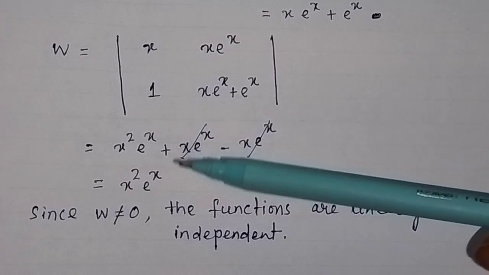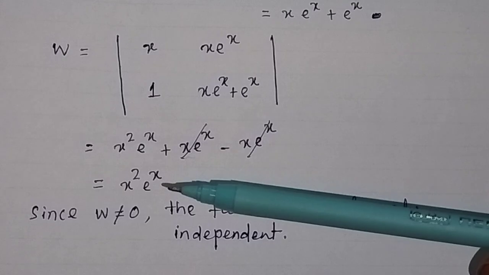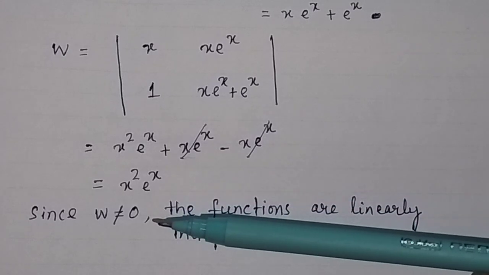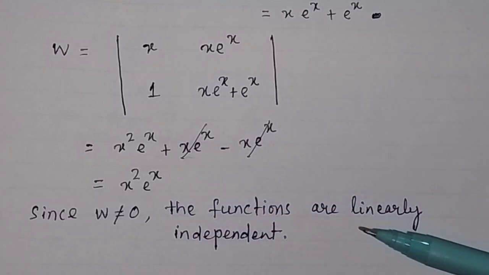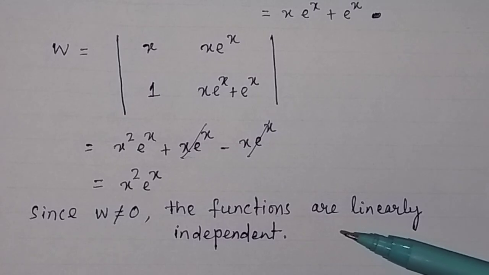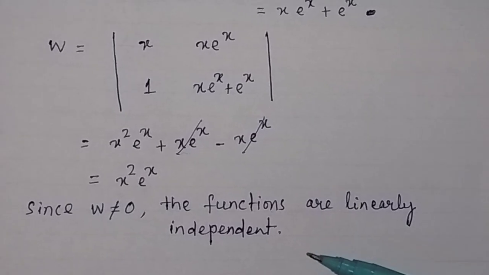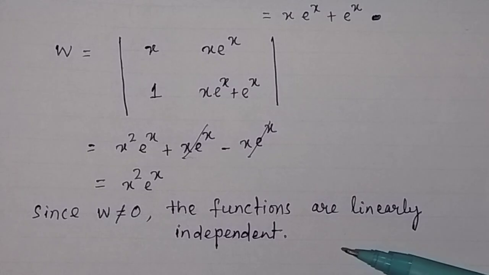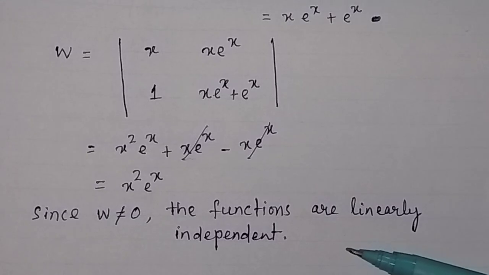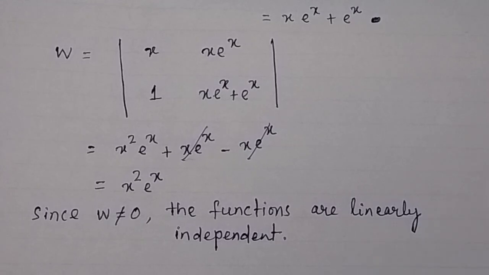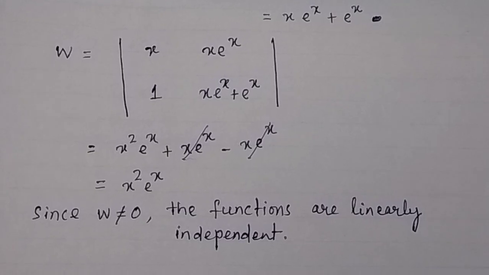So it is not equal to 0. Wronskian is not equal to 0. Since the Wronskian is not equal to 0, the functions or the solutions are linearly independent. In this way, by computing the Wronskian of pairs of functions or different functions, we can check whether they are linearly dependent or independent. Thank you.